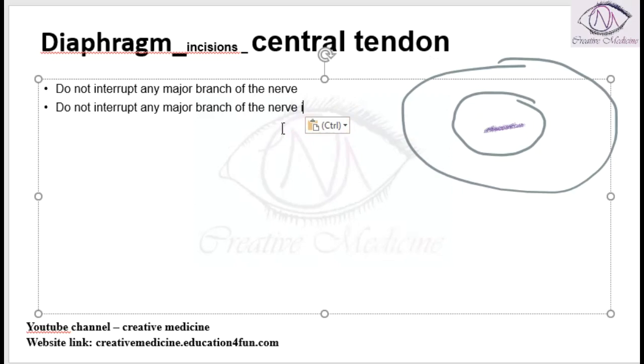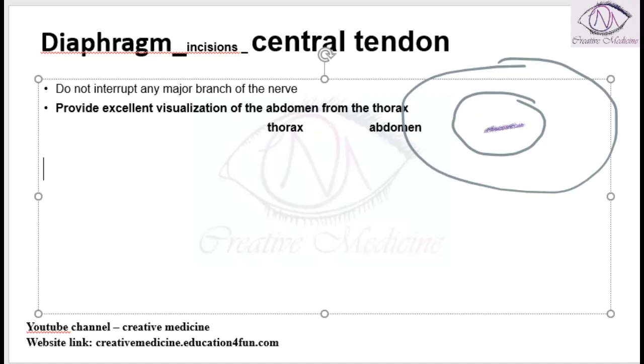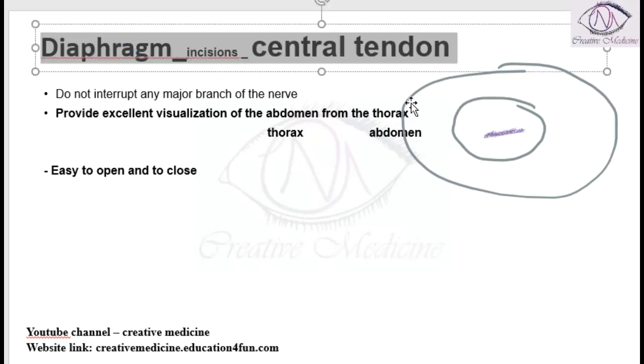You can easily visualize the abdomen from the thorax with this incision, or we can also visualize the thorax from the abdomen. Either way it is a better method for visualization of abdomen from thorax or thorax from abdomen. And this central tendon incision is an easy incision to open, and it is easier to close. It is easy to open and easier to close, right? So this is central tendon incision.